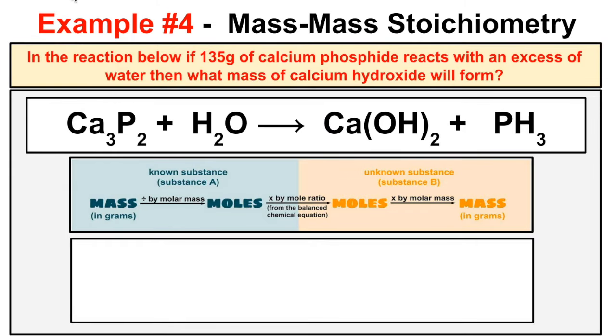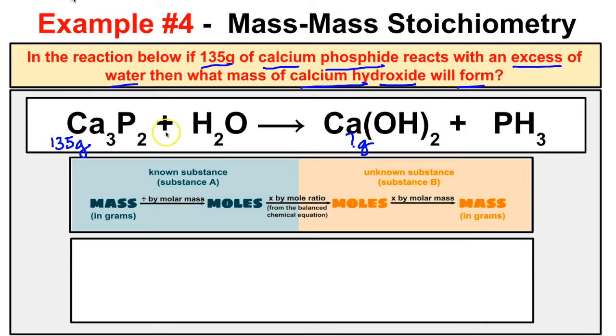In this problem, it says in the reaction below, you've got 135 grams of calcium phosphide. And this is going to react with an excess of water. Then what mass of calcium hydroxide will form? So in this problem here, we have 135 grams of calcium phosphide. So we have 135 grams of this stuff right here. And we are asked to figure out how many grams of this stuff will be produced if this is reacting with an excess of water.